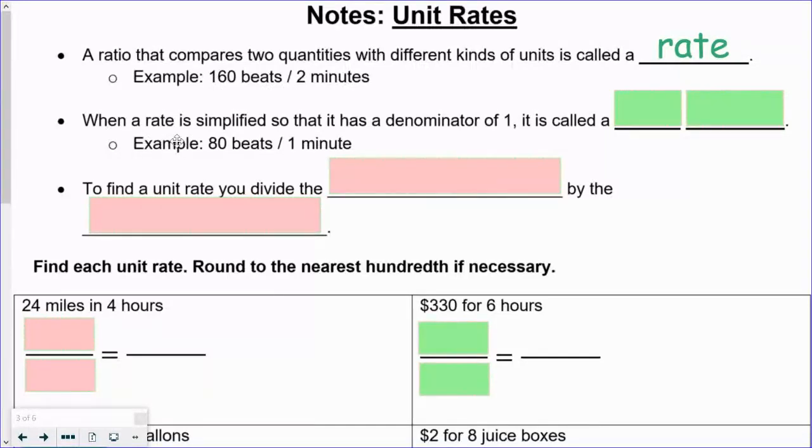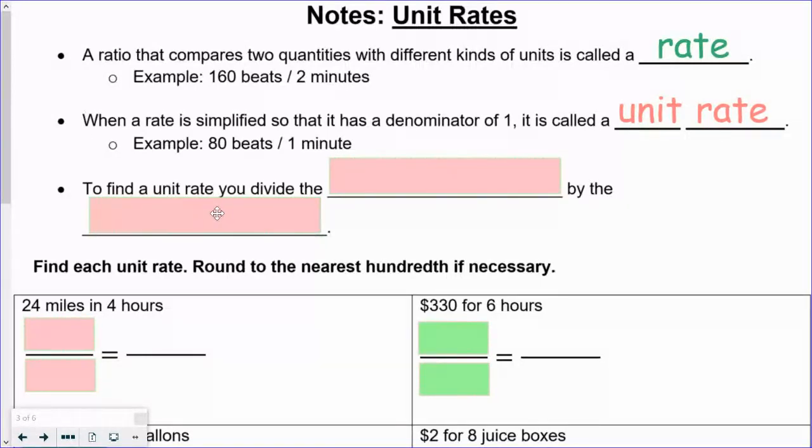Okay, when a rate is simplified so that the denominator is 1, it is called a unit rate. How much is it for 1 beat per minute? That gives us our unit rate. Okay, so this ratio of 160 to 2, that's just giving you a rate. If you want to know how much it is for 1 minute, that makes it a unit rate. So hope you see the difference there.